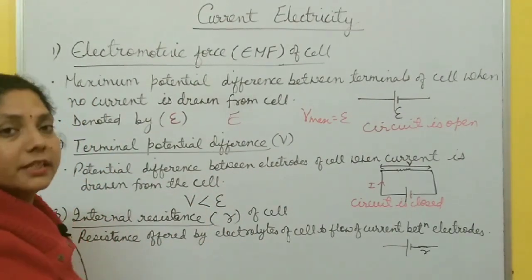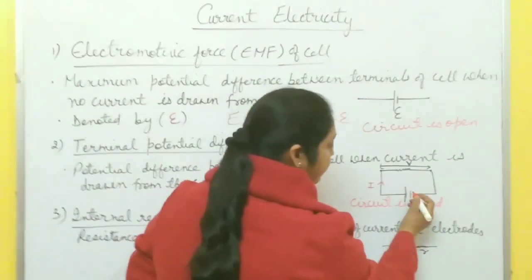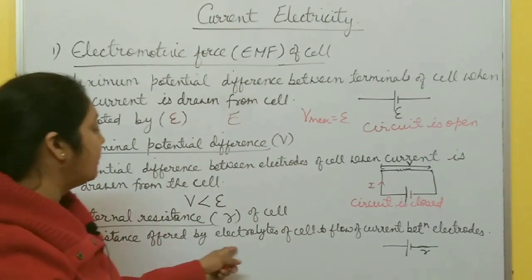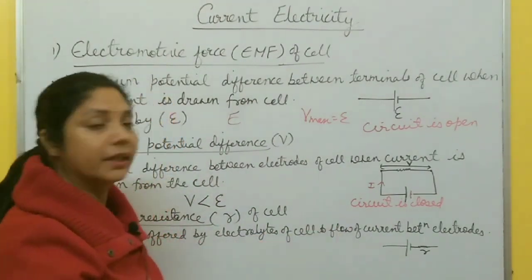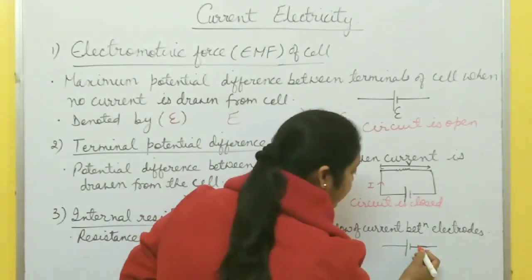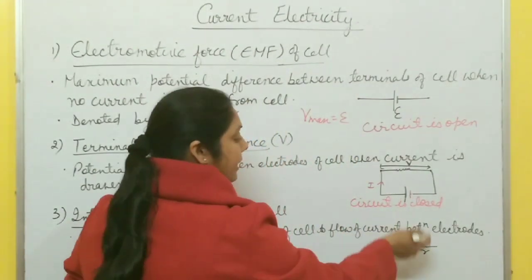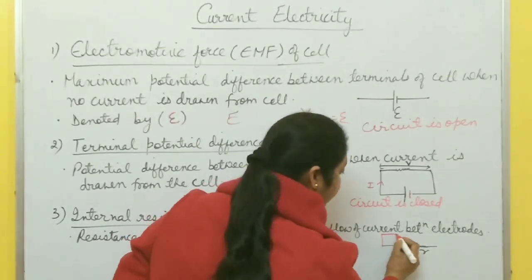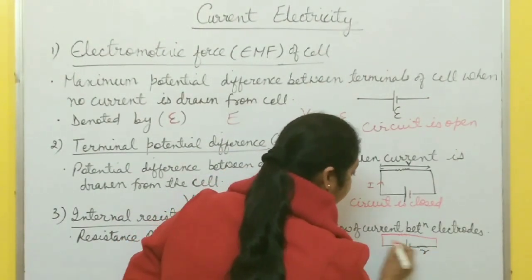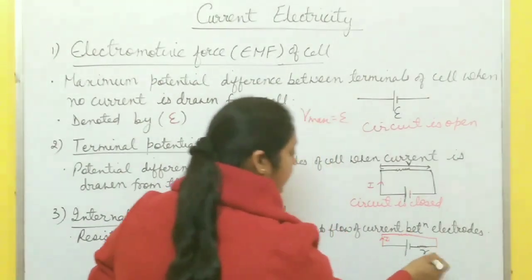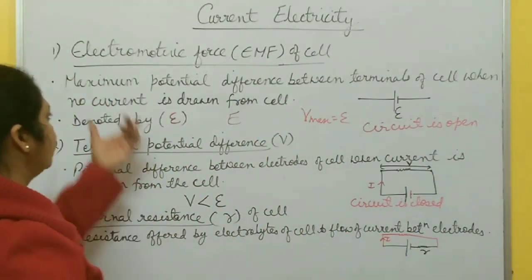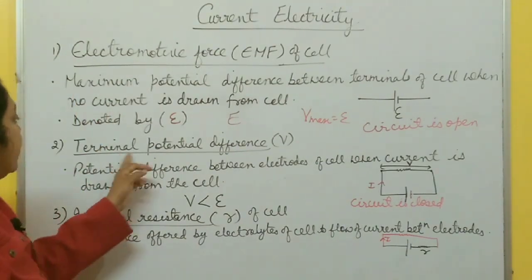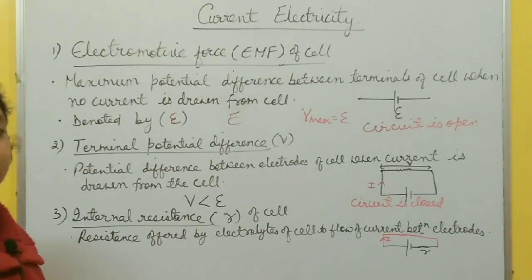Third term is internal resistance of the cell. There is some internal resistance between the electrodes of the cell. It is the resistance offered by the electrolyte of the cell to the flow of current between electrodes. This is the internal resistance of the cell, and it works only when the circuit is closed, right? When the circuit is closed, then current flows through this and this internal resistance works. So three terms are there. You must remember these: electromotive force, EMF of the cell, terminal potential difference, and internal resistance of the cell.